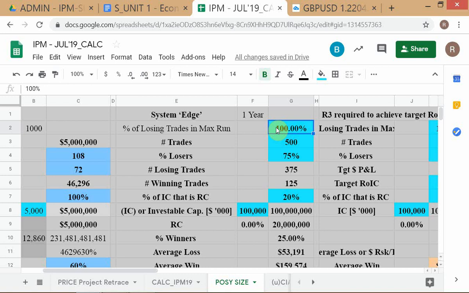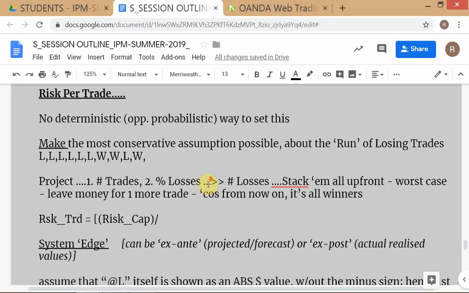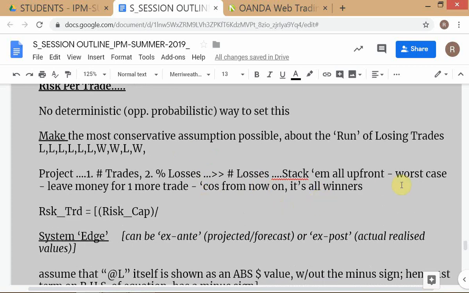Okay. So we are going to assume the worst case, that if there are going to be 375 losing trades, all 375 are stacked up front. Total number of losses, stack them all up front. This is the worst case, and then you have to leave money for one more trade, because you should have money to do the next trade, because from then onwards it's going to be winners, right?